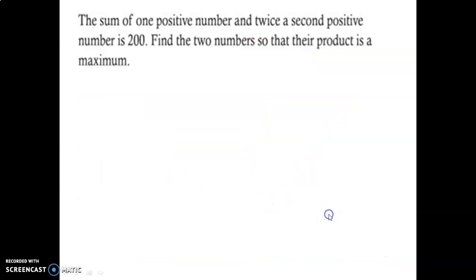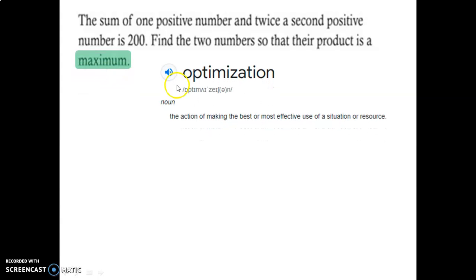All right. So here's another example of an optimization problem. We have the sum of one positive number and twice a second positive number, which is 200. And it says find the two numbers so their product is a maximum. So basically what optimization always talks about is either a maximum or a minimum. We just saw the idea of a minimum cost. Now we're talking about a maximum.